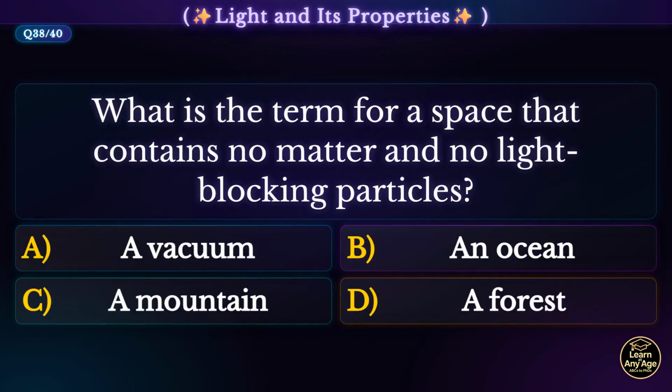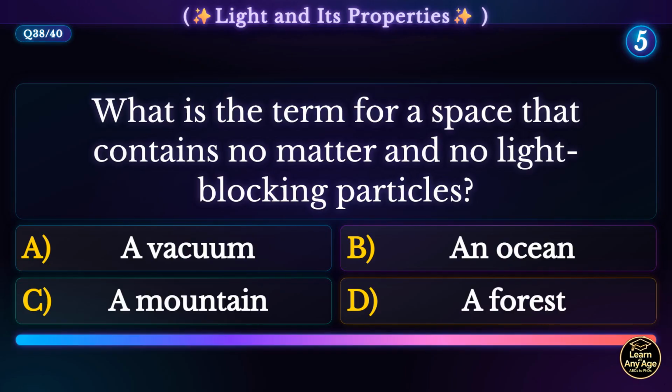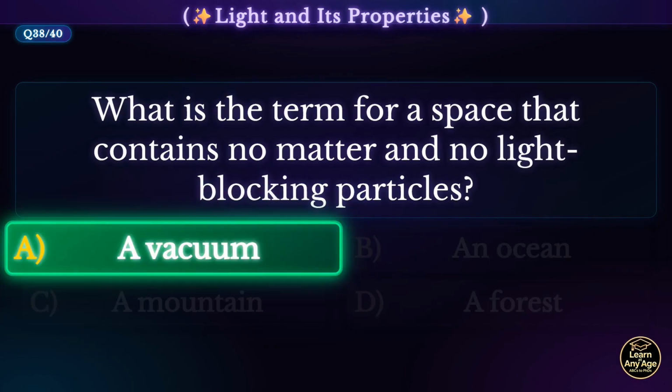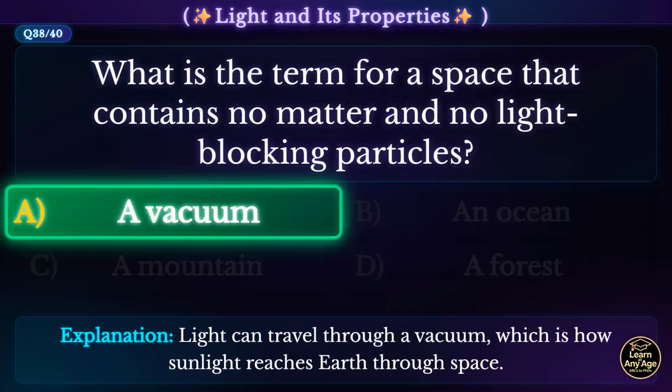What is the term for a space that contains no matter and no light-blocking particles? A vacuum. An ocean. A mountain. A forest. A vacuum. Light can travel through a vacuum, which is how sunlight reaches Earth through space.